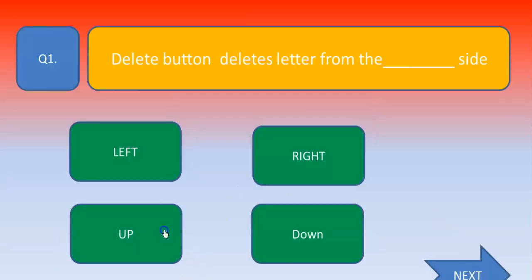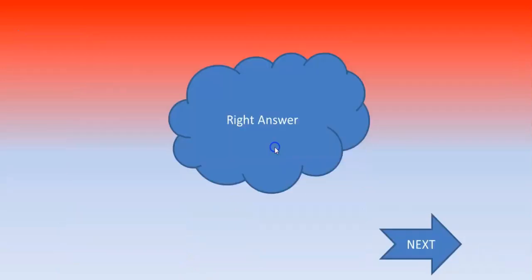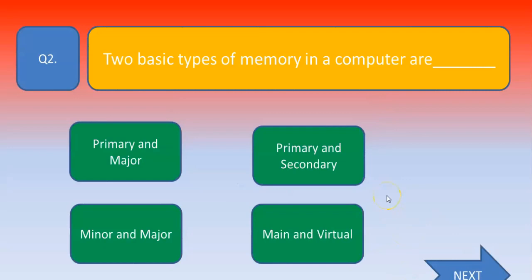Now you can see wrong answer slide is here. I can try again the question. This time suppose I press the right answer. Now you can see right answer slide is here, and if I press the next button, I will move to the next question. So you can easily design a question bank like this.